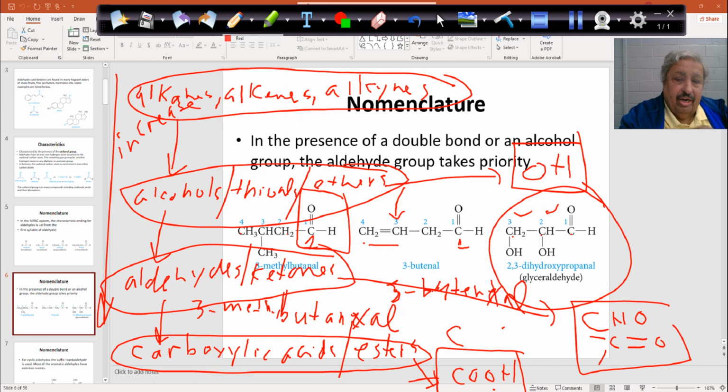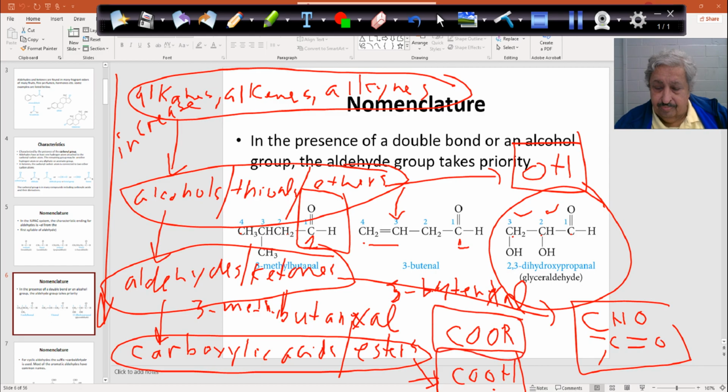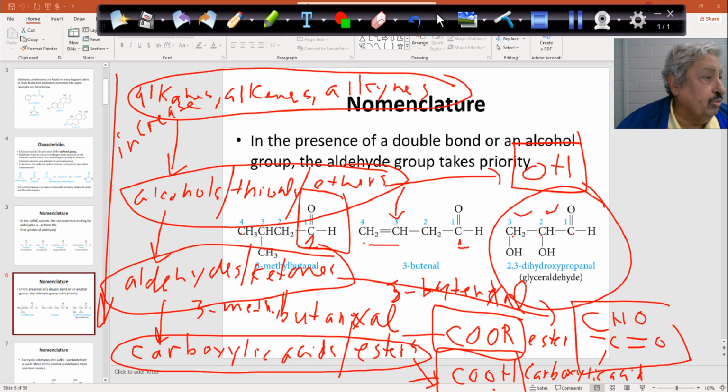COO instead of the HR. So that's an ester here, that's ester, and this is carboxylic acid. Those will take the highest priority, and whatever comes after, hooked up to them, will be named as substituents, as functional groups. Okay, guys.